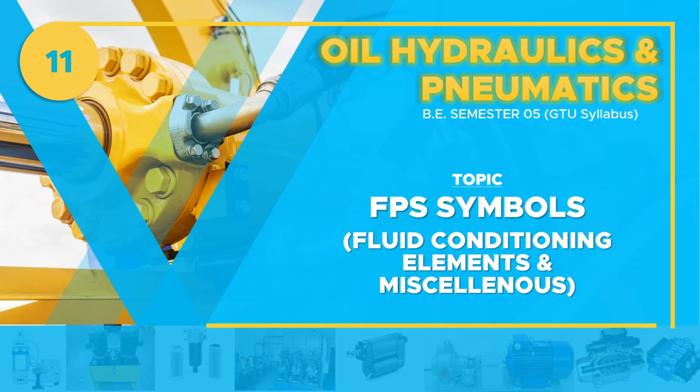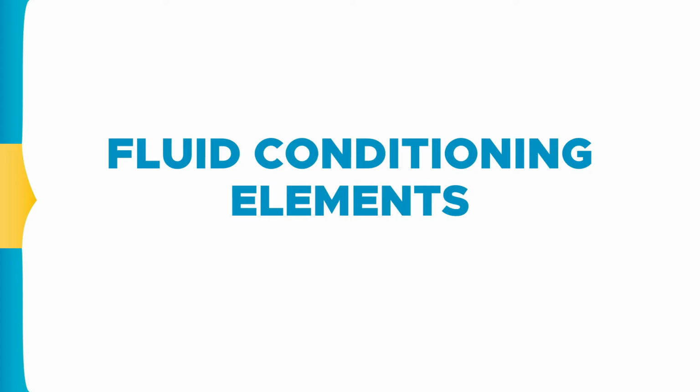In this specific video, I will be ending the fluid power system symbols topic. There are a total of two types of symbols left. The very first are the fluid conditioning element symbols, and the last one are the miscellaneous symbols that we are using with fluid power system symbols. So let us understand the very first set of symbols, the fluid conditioning elements.